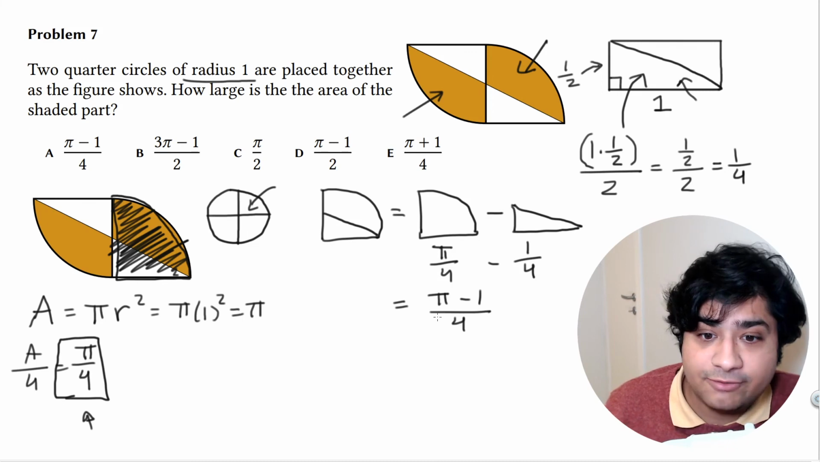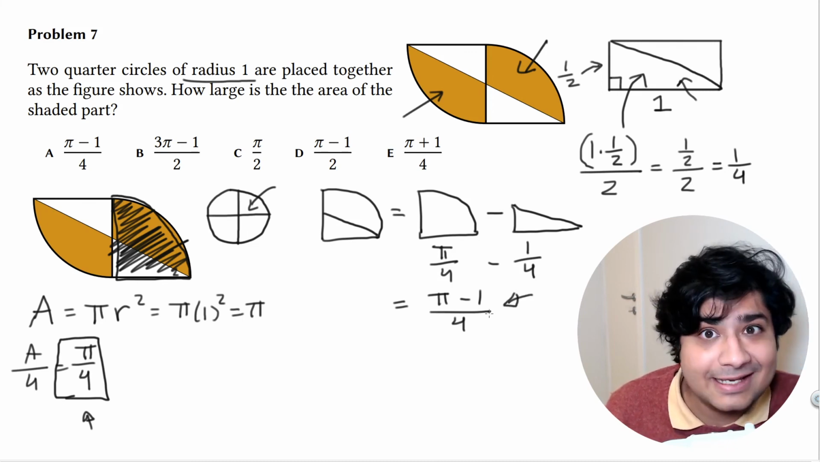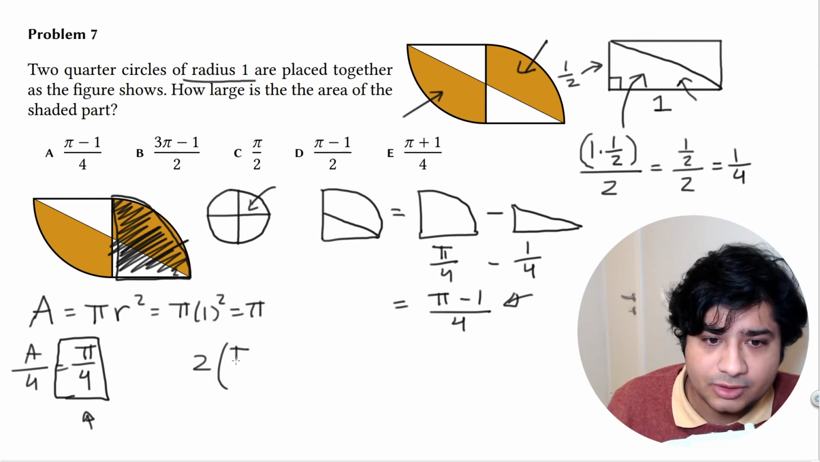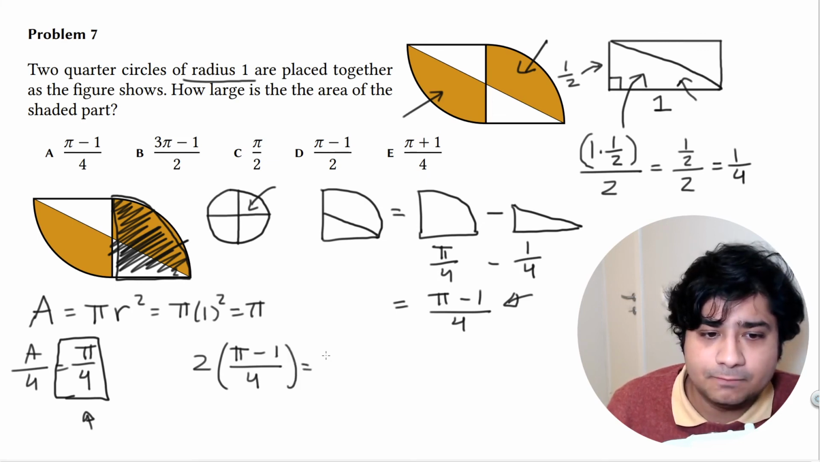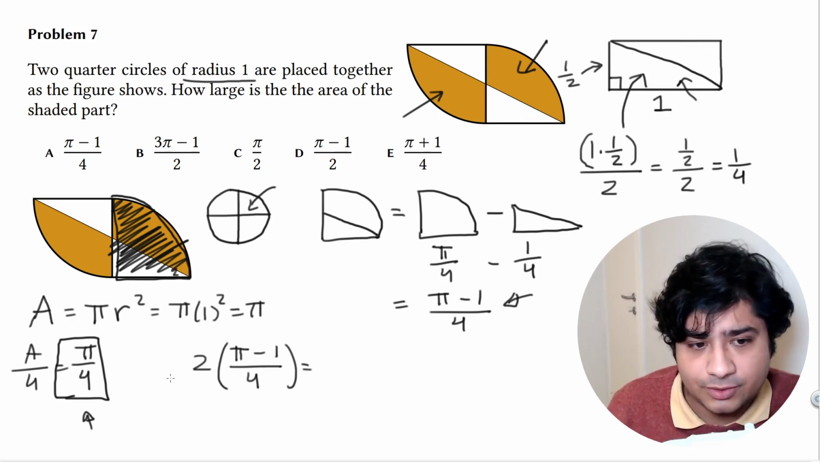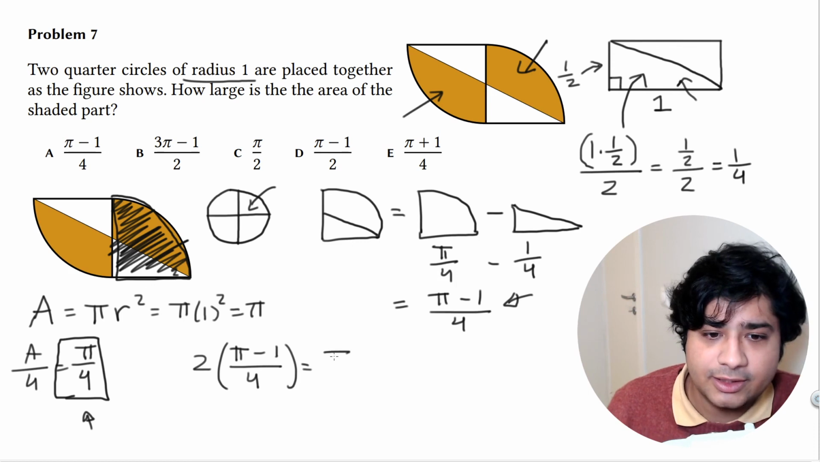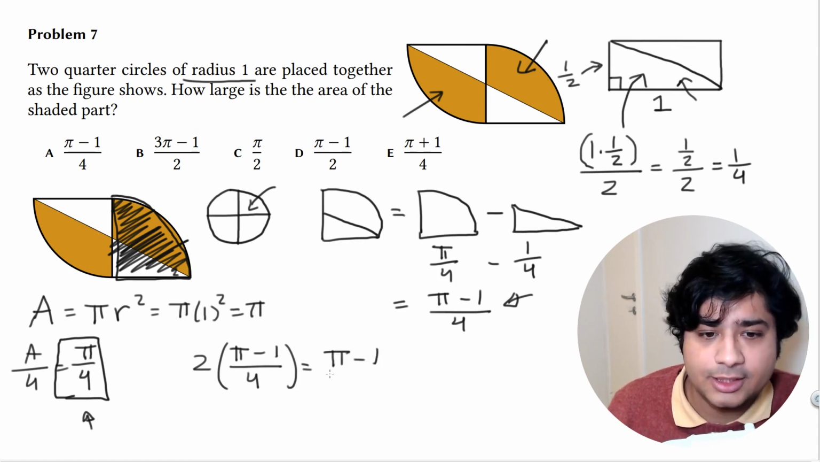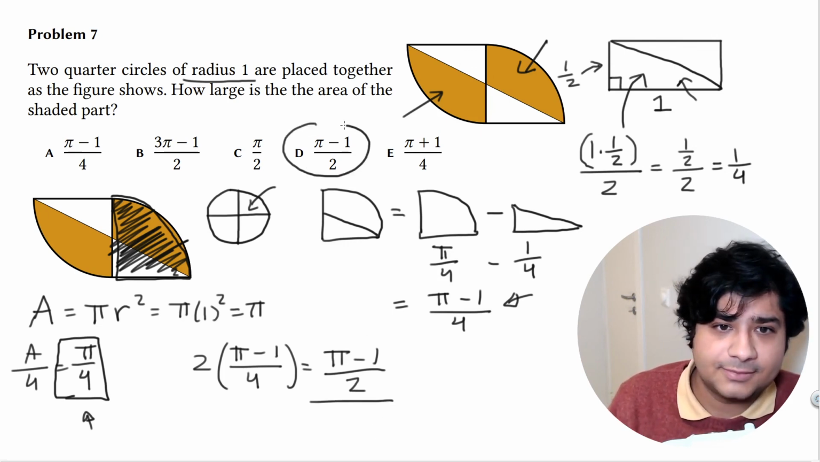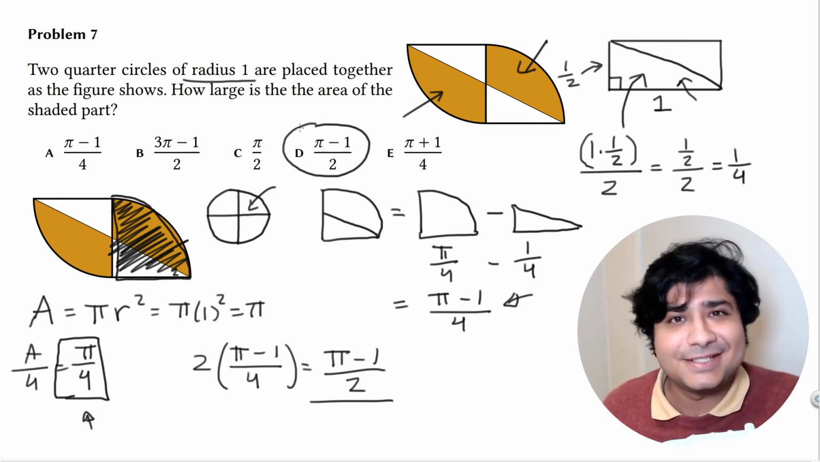So the final answer would be twice this thing. Let's figure that out. That would be 2 times this thing, which of course means the 4 becomes a 2 times 2, and then you cancel out those 2's. And then you're left with pi minus 1 over 2. Final answer, which one is that? This one right here. So D is the correct answer on that one.